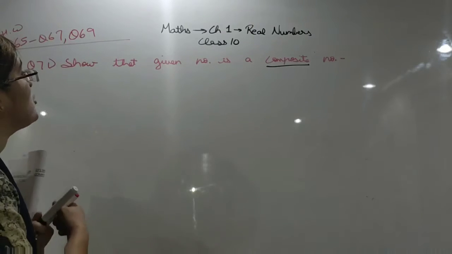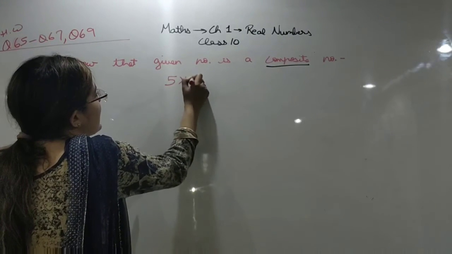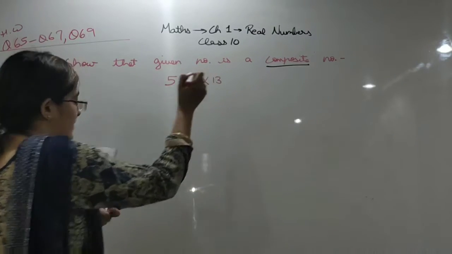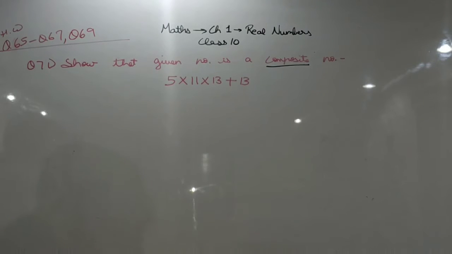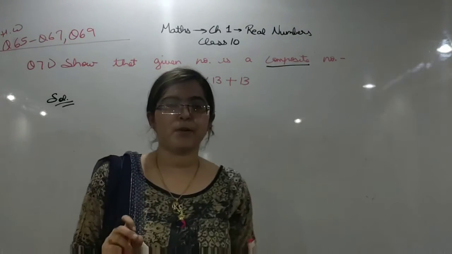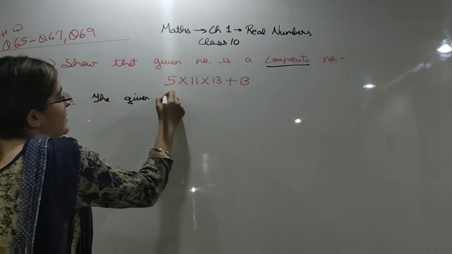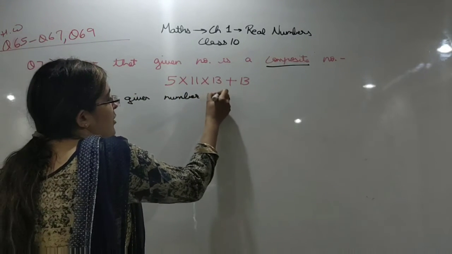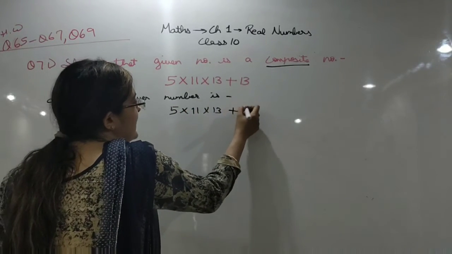So what is your given number? Show that the given number is a composite number. How is it given? See, it is given like this. See students how the number is given. It is given in this form. So how will you solve? You have to show that the given number is a composite number. So what will we do? First we will write the given number. What is your given number? 5 into 11 into 13 plus 13.